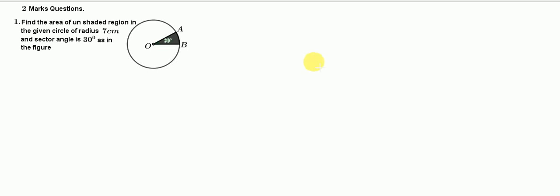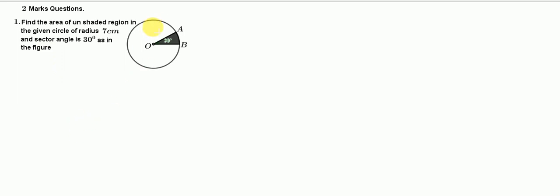We have solved a few more questions on areas related to circles in previous videos. In this video we are going to solve 2 marks questions. First one, find the area of the unshaded region in the given circle of radius 7 cm and sector angle 30 degree as in the figure.